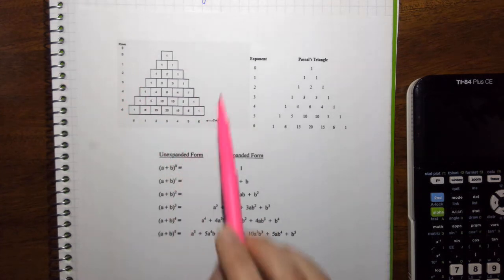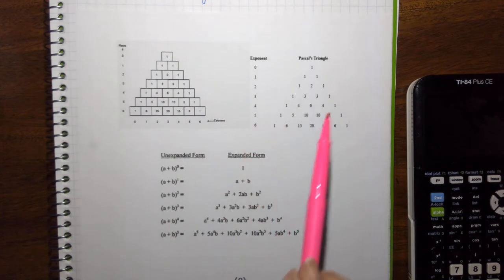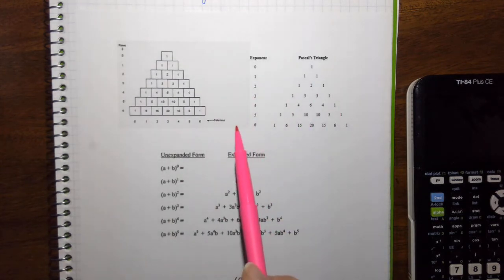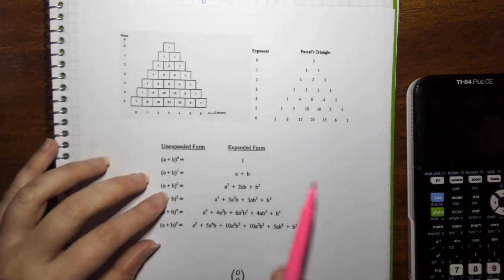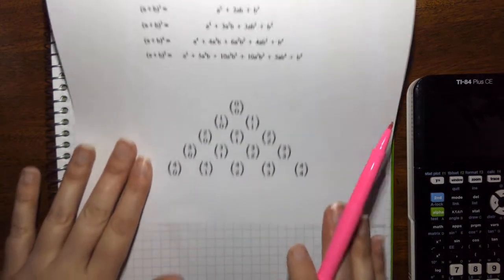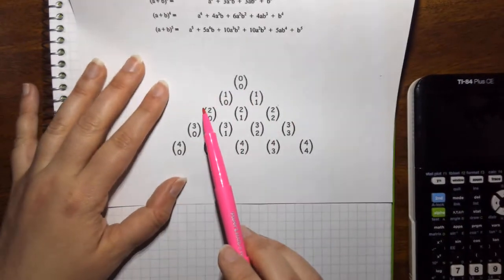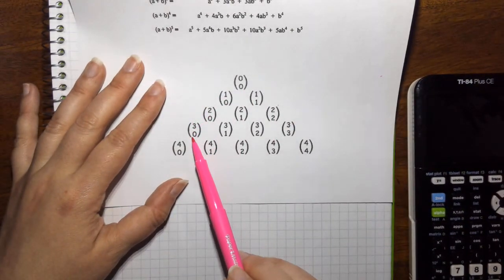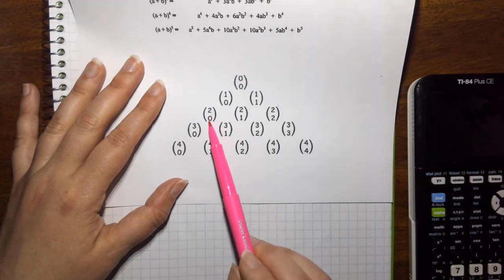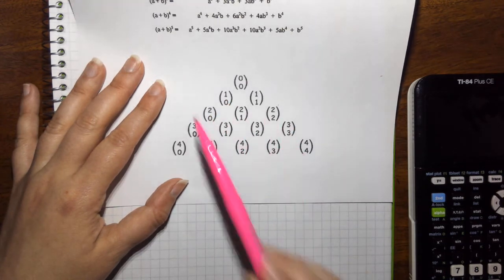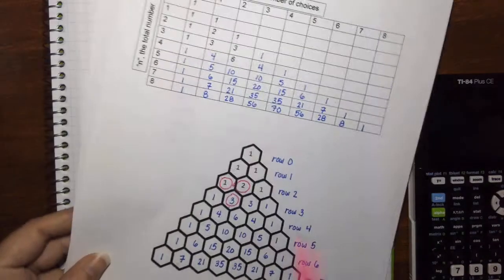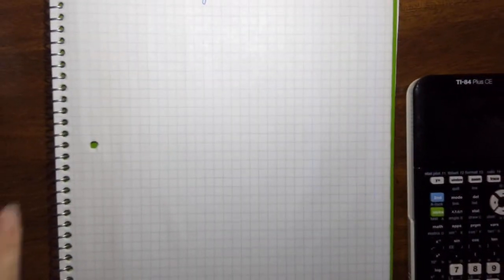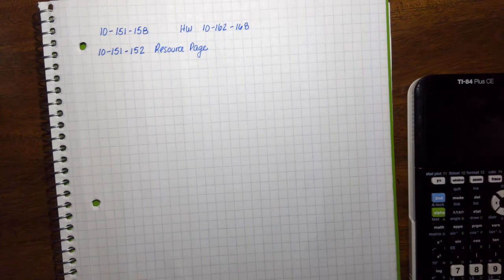So here's your Pascal's triangle with boxes. Here's your Pascal triangle with exponents. Here's unexpanded form and expanded form. This is a little bit of a spoiler alert, so I'm going to skip that. And then this is the one we use in AP Statistics. This is 3C0, 2C0, 1C0. It's just written in statistics notation. Those are all equivalent to this guy that you wrote on the front. Okay, so 153.